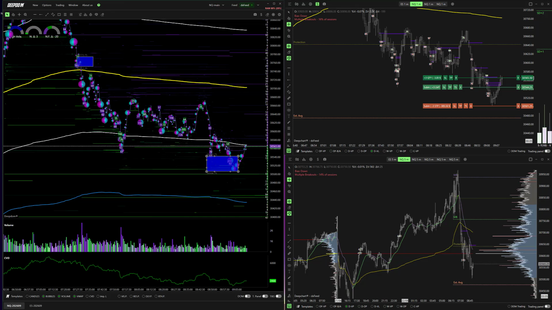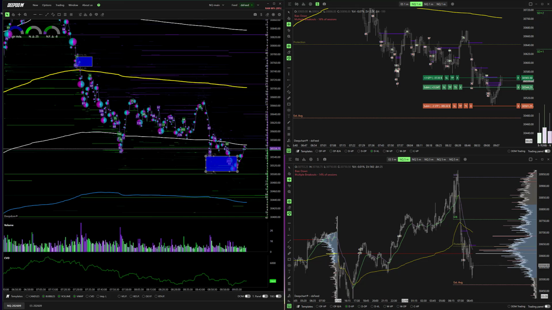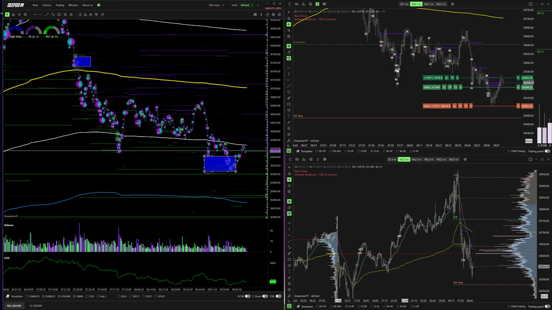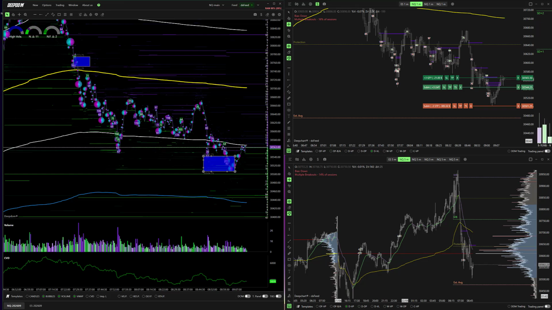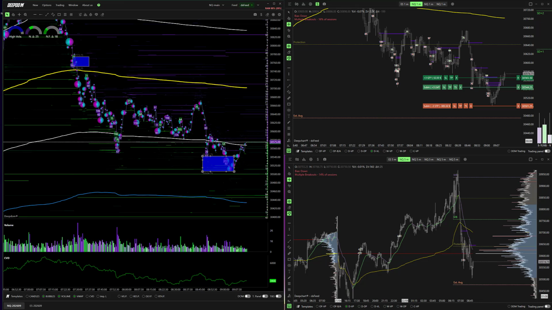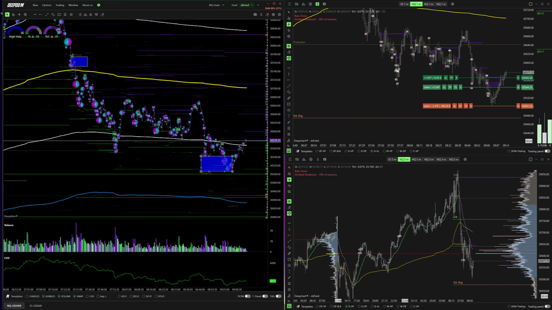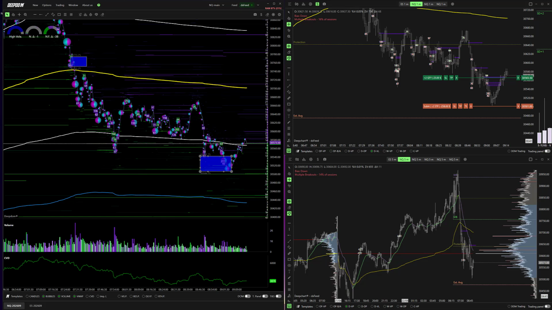The sellers tried to sell this level. They became a lot more aggressive, but they weren't getting the downside continuation they expected. Instead, the price looks like it started to stabilize. So that was my signal to go long.